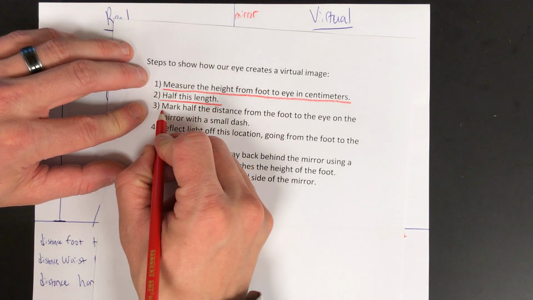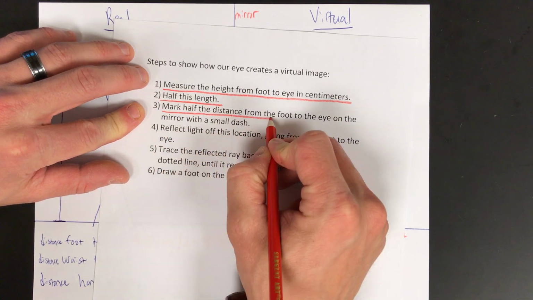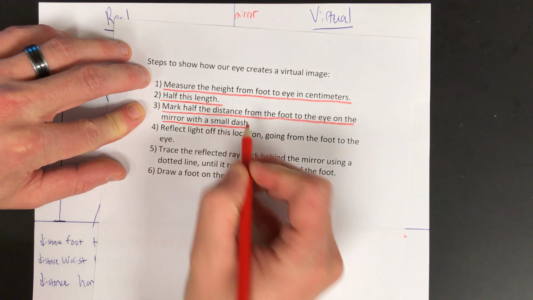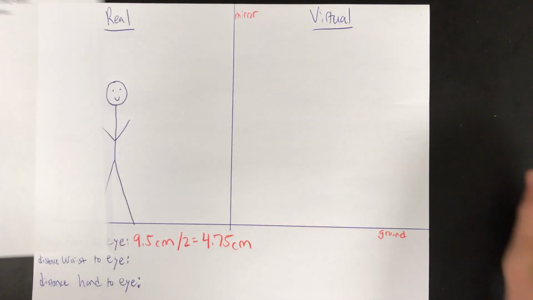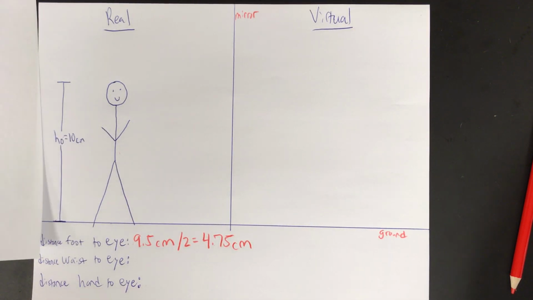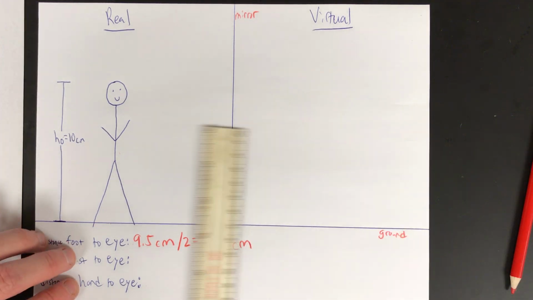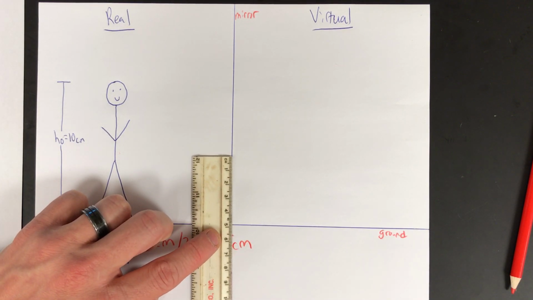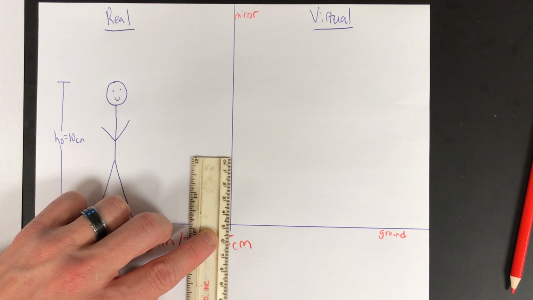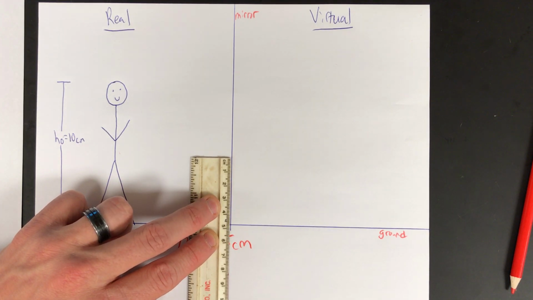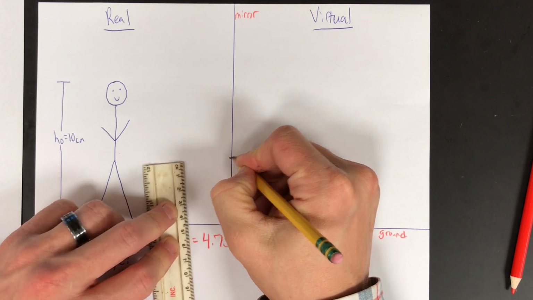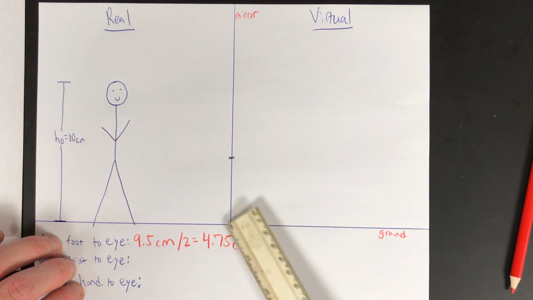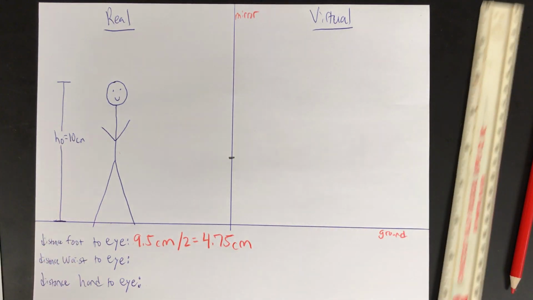Now step 3, mark half the distance from the foot to the eye on the mirror with a small dash. Okay. I'm just going to take my regular pencil, and up from the foot, I'm going to measure that 4.75 centimeters, but I'm going to do it on the mirror. Okay, so it's about 4.75 right there. I'm going to mark it with a small dash. So that is halfway from the foot to the eye right there.